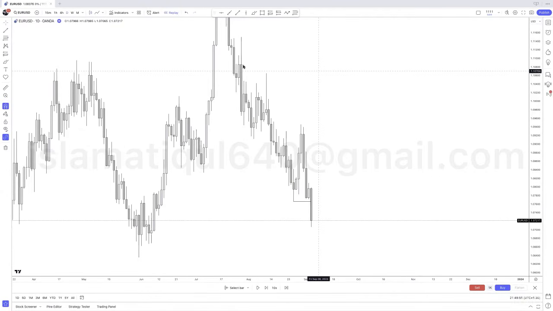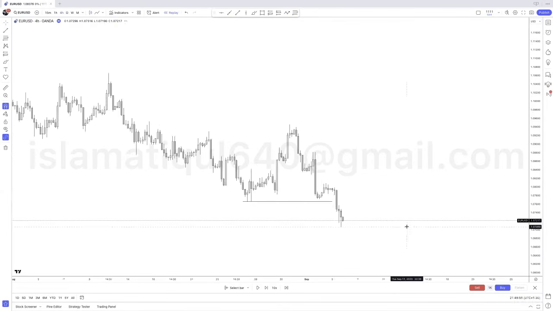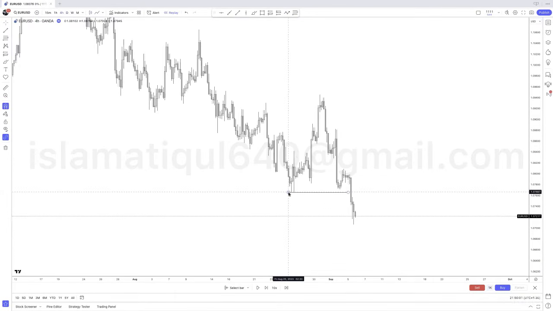Can you show the indicator name, bro? One of my friends sent it to me, bro, so I'll send it to you on Discord. I have the source code or something.